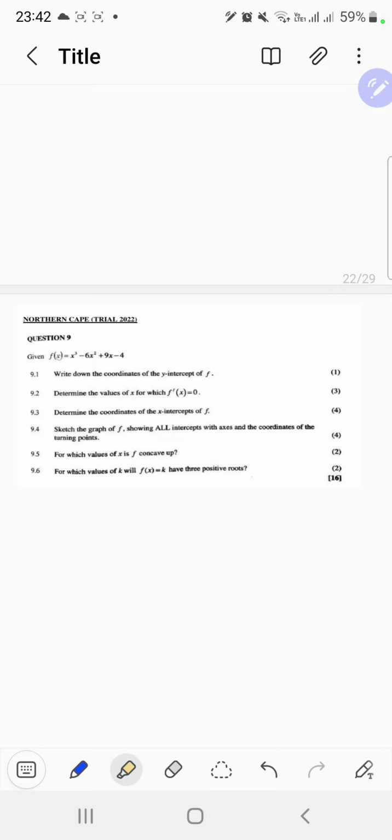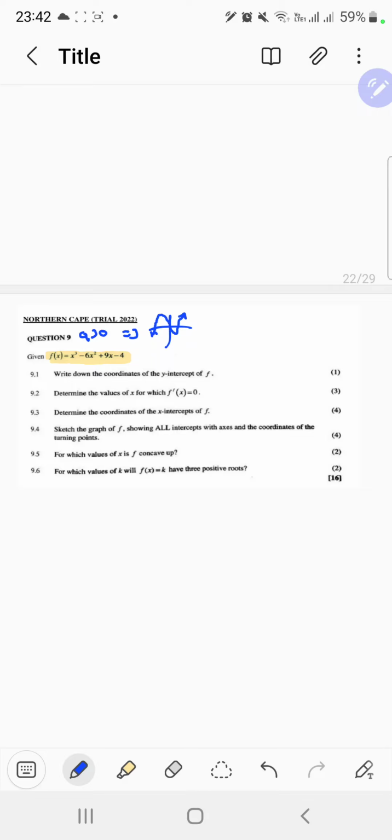Question 9. Given that f of x is x cubed minus 6x squared plus 9x minus 4. All right, now we can see that this is our standard cubic function with everything in there. So we just have to work it out. But what is important is that a is greater than 0, which tells us that our function is something like this. Okay, it's an increasing function with just the decreasing portion between the two turning points.